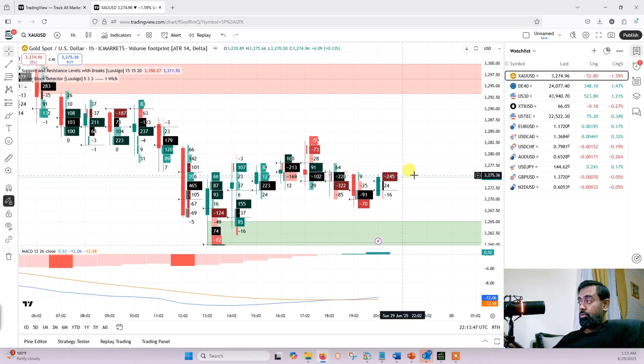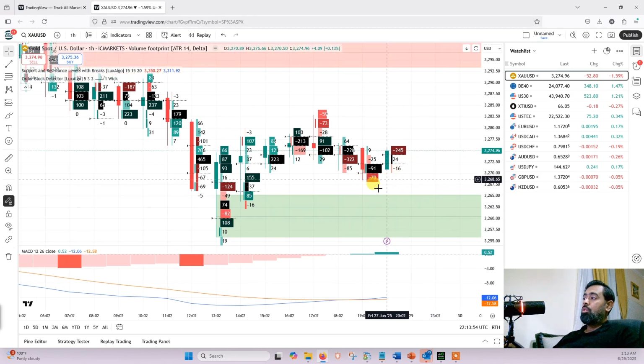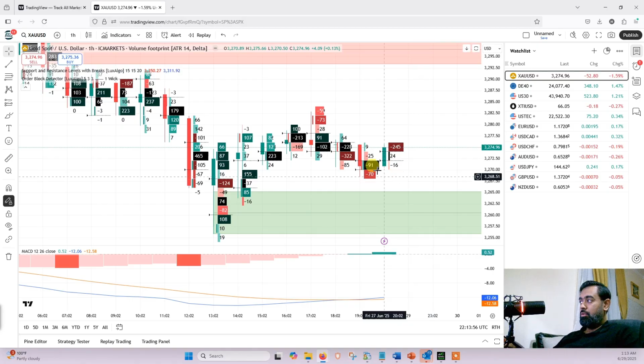Where to place your stop loss? Your stop loss should be at least 1000 to 2000 points, or make it to the nearest lowest low. Yeah, so which was the lowest low over here? The lowest low was over here, right?